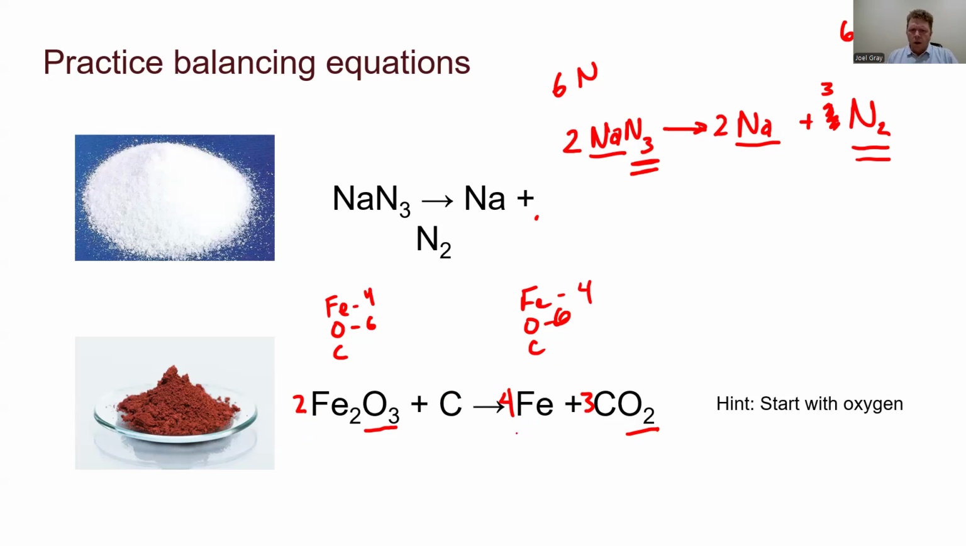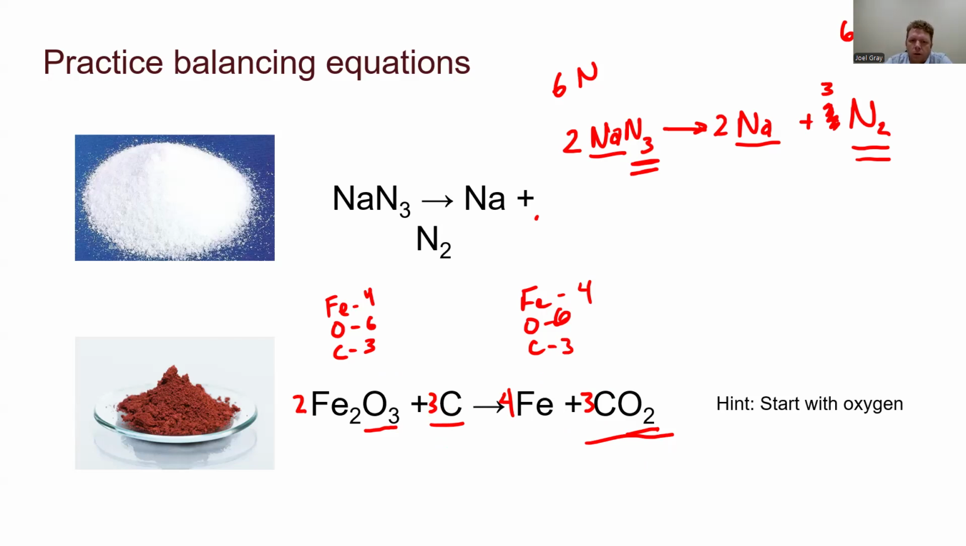Okay, so now my irons are balanced. What about carbons? Okay, so on my reactant side, I have one carbon, and on my product side, I've got three carbons. It's very easy to put a three in front of that because now my carbons are balanced.